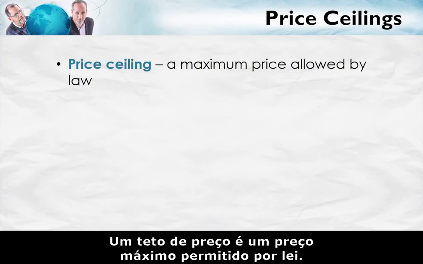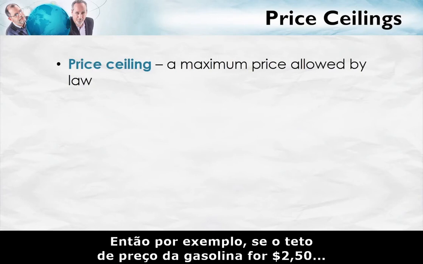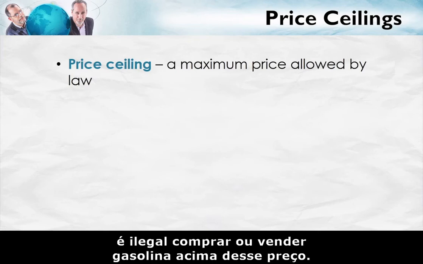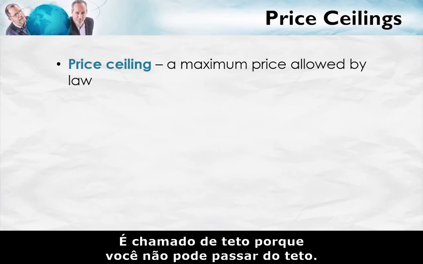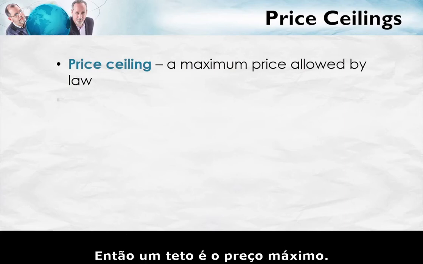A price ceiling is a maximum price allowed by law. So for example, if the price ceiling on gasoline is $2.50, it is illegal to buy or sell gasoline at above that price. It's called a ceiling because you cannot go above the ceiling. So a ceiling is a maximum price.